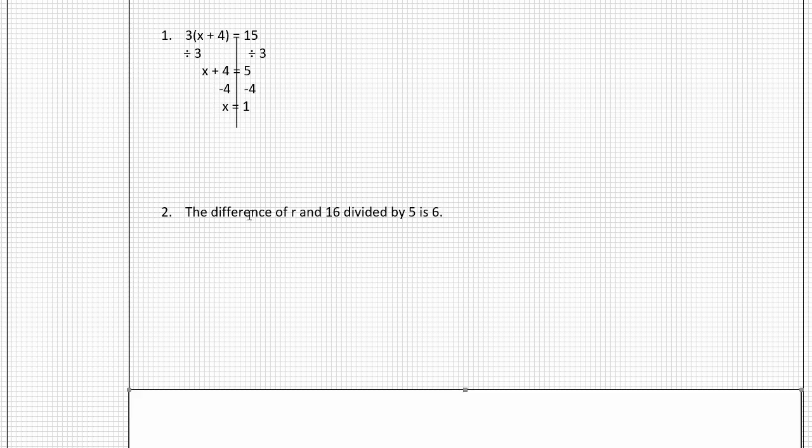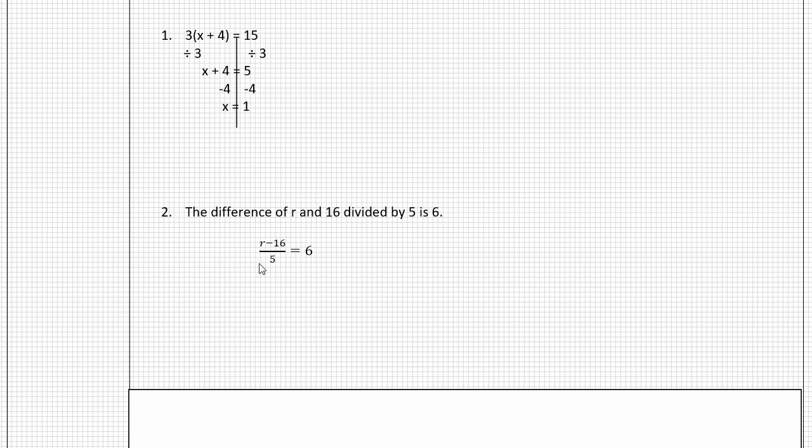Here we have the sentence, the difference of r and 16 divided by 5 is 6. So here we have to do a little translating. What is that going to look like? Go ahead and pause the video here and think about that. Resume the video and let's see if we agree.